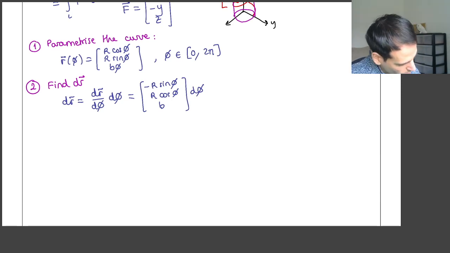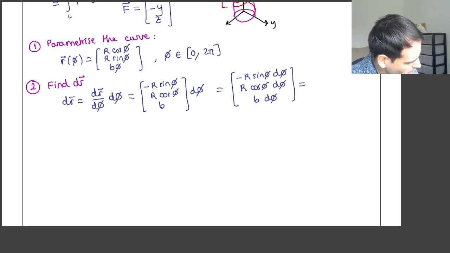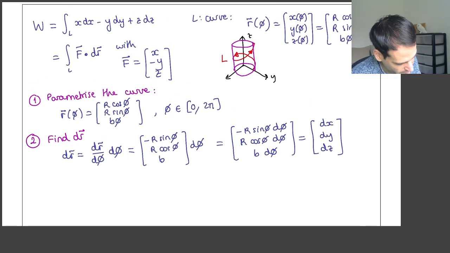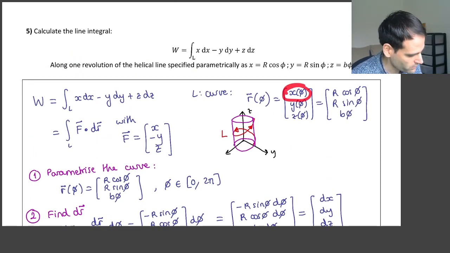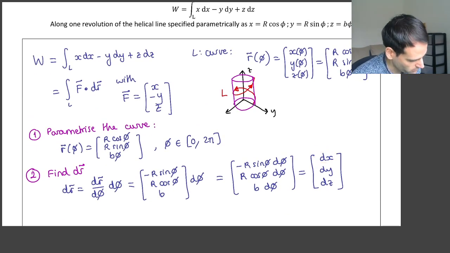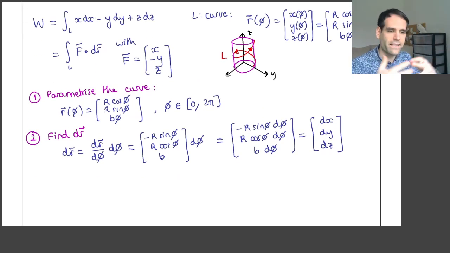Notice that we could decide to write this as minus r sine phi d phi, r cosine phi d phi, and b d phi. And this would be equivalent to writing dx, dy, and dz. Okay, so for example, x was a function of phi, which is r cosine phi. So dx is just the differential of that function, so it's just minus r sine phi d phi. Okay, so everything fits like in a puzzle.